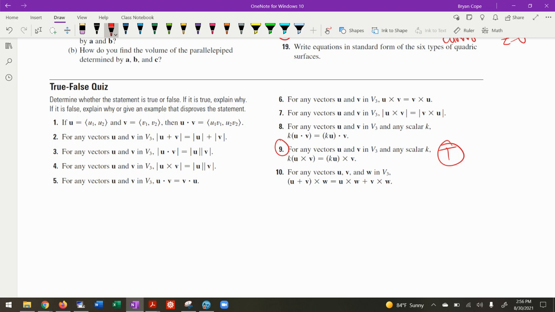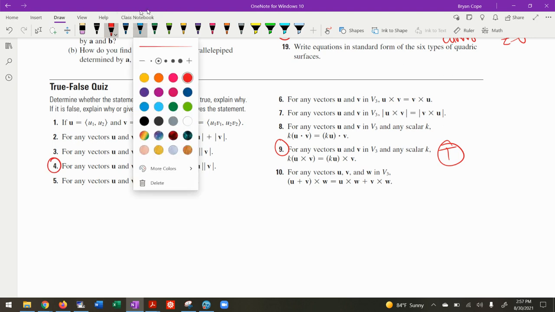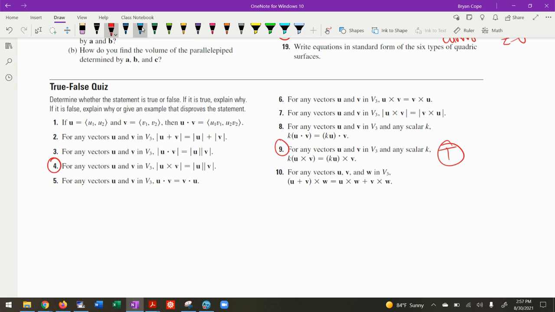All right, let's go with Mike. Can you please answer this one, number 4? For any vectors u and v, magnitude of u cross v equals magnitude of u times magnitude of v. That's false. Can you fix it to make it right? You have to multiply by sine theta. Good job. You would need sine theta. That's right. Good. And we'll do one more.